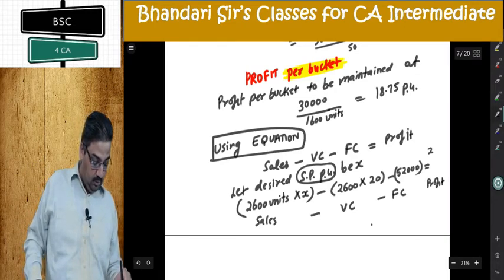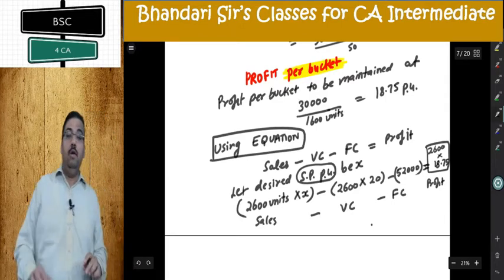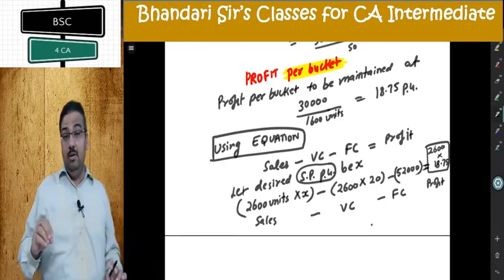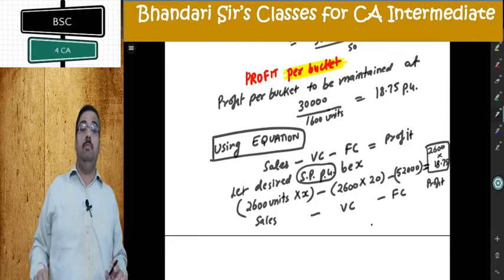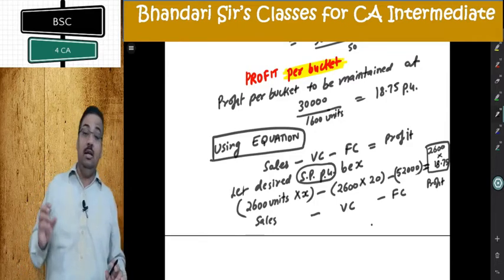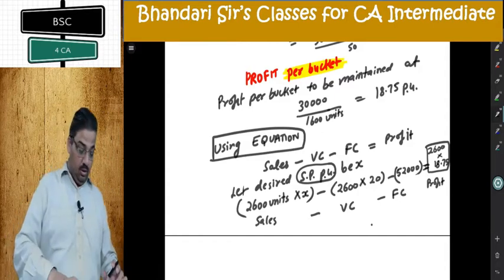Profit is what? 2600 multiplied by 18.75. This is profit. If you take profit 30,000, that is wrong. Because desired profit is profit per bucket has to be same, not the total profit to be same. Total profit will vary as the number of buckets will vary. So let us solve it.